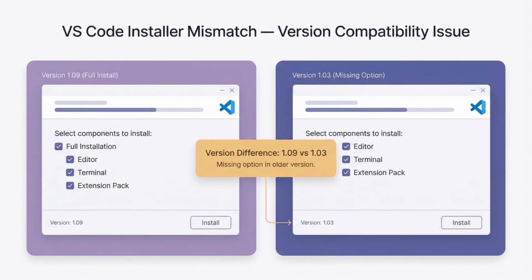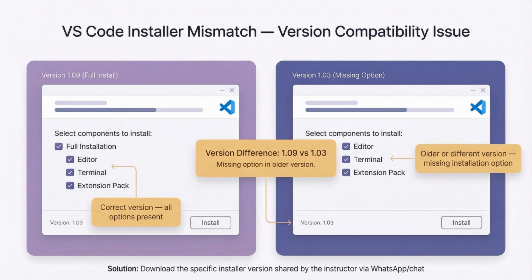Switching gears briefly, there was a question about a VS Code installation issue where one student's installer was showing only 3 options instead of the expected 4. The cause turned out to be a version mismatch. Different versions of the VS Code installer can present slightly different setup screens. The fix is to download the exact same installer version being used in the lesson.